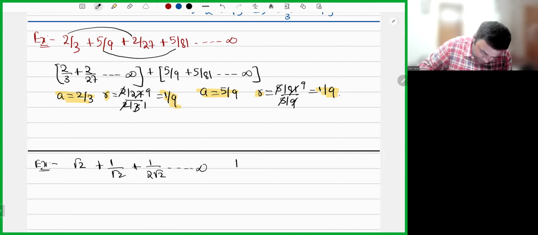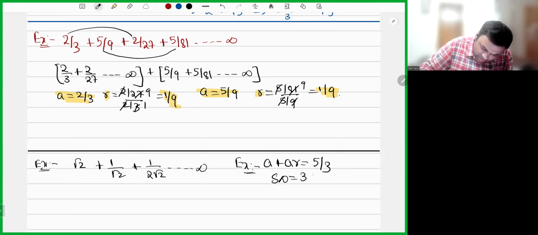Next example. A plus AR, the sum of the first 2 terms in a geometric progression, is 5 by 3. S infinity is given as 3. I want you to calculate R.